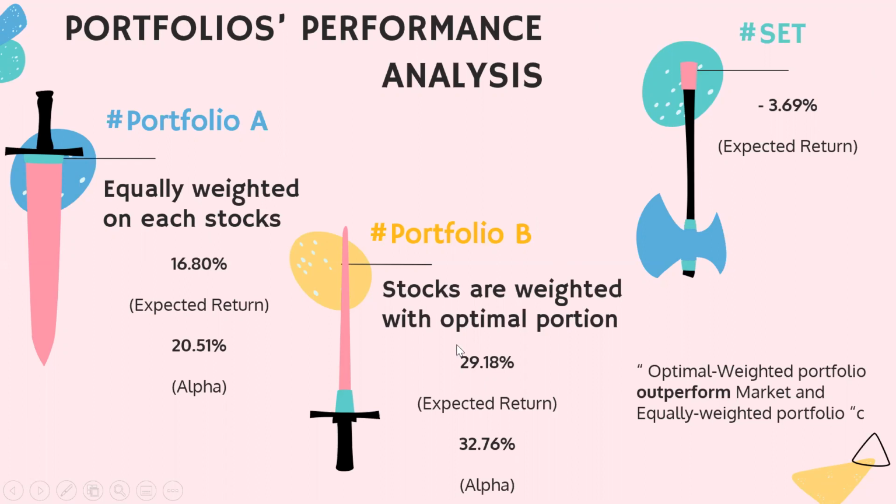As we can see from the value of the expected return, it is 29.18%, whereas the equally weighted portfolio is only 16.80%. And from the alpha value, it can be implied that portfolio B can generate excess return of an investment relative to the return of the benchmark index, which is the SET index here. It can generate higher than portfolio A. So we can simply say that the optimal weighted portfolio can outperform the market and the equally weighted portfolio in return terms.